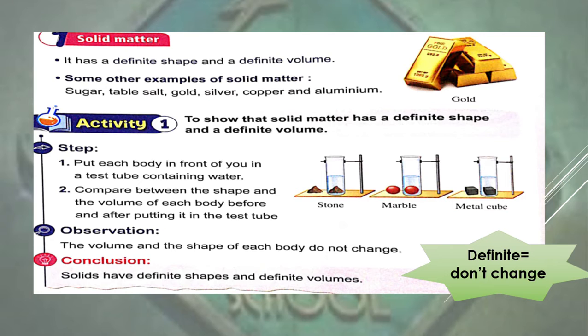We bring a stone, marble, or metal and put them in a tube. What happens to its shape? Its shape doesn't change. Now, what about the volume? The volume doesn't change. Doesn't change means definite. So, solid has a definite shape and definite volume. Definite means it doesn't change.